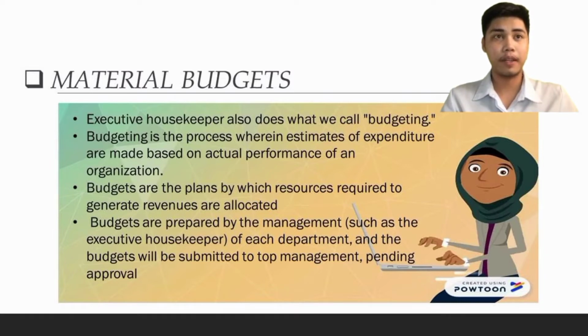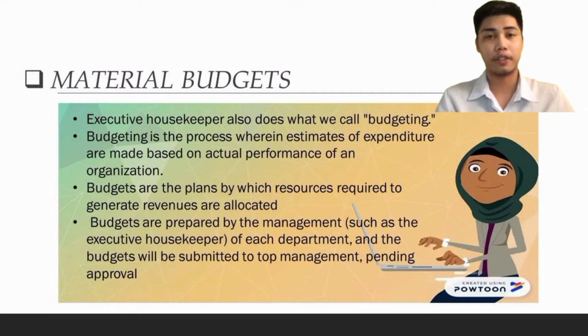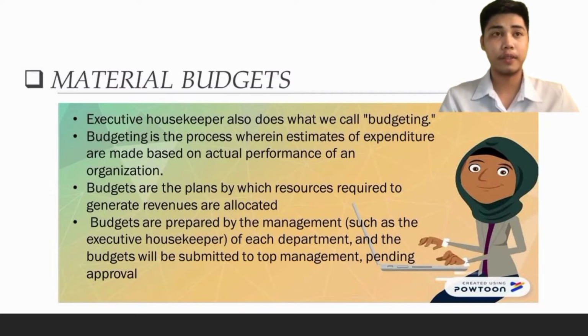There are two types of budgets that are most commonly used in hotel operations. These two are capital expenditure budgets and operating budgets. Budgets are prepared by the management, such as the executive housekeeper of each department, and the budgets will be submitted to top management pending approval. Once budgets are approved, they are used to guide departments to successful operations over the course of the year or period of time to which they apply.